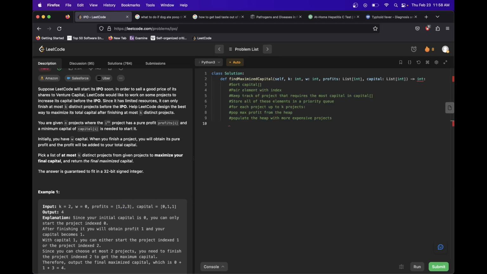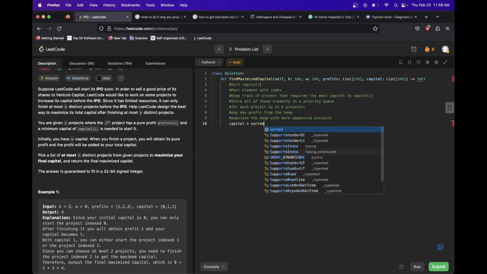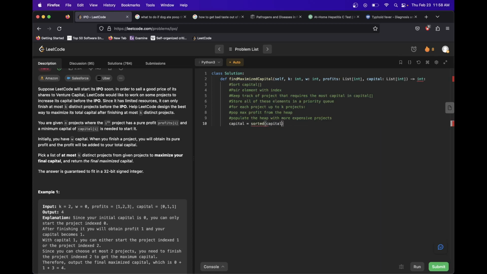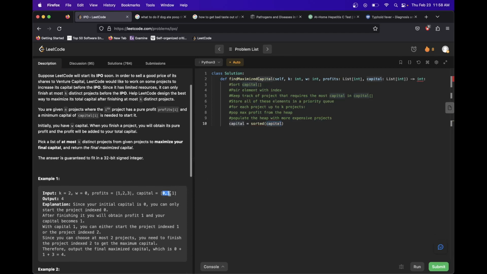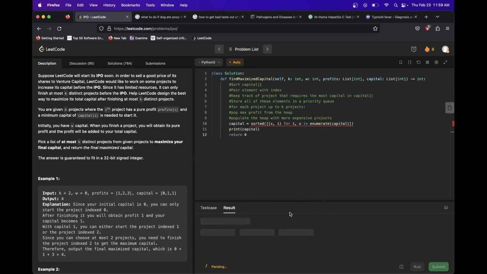So let's lay this out. Let's say something like capital equals, first thing we want to do is say sorted capital, but we don't necessarily just want this. We don't want to just say capital.sort because we want to retain the original pointers to the original indices. So we're really going to say something like x, i for i, x in enumerate(capital). And then let's just say print capital, return 0.